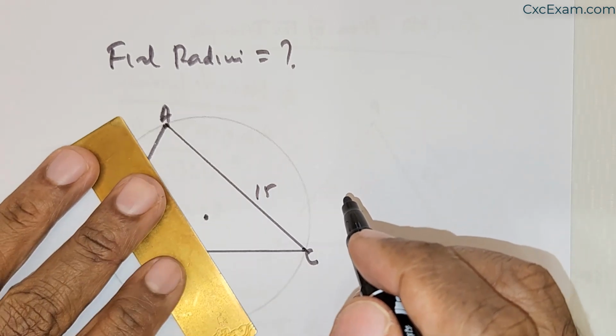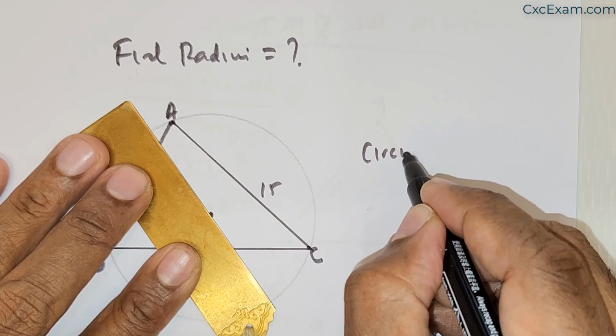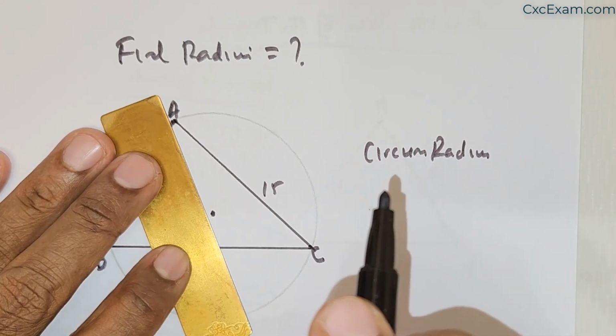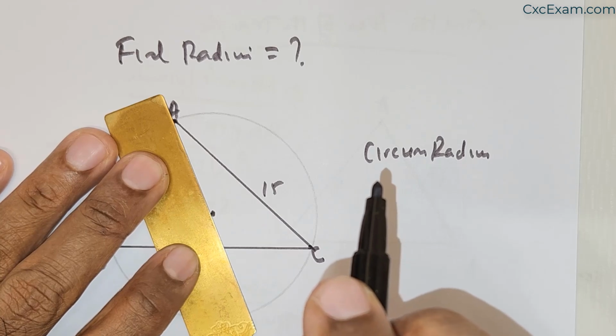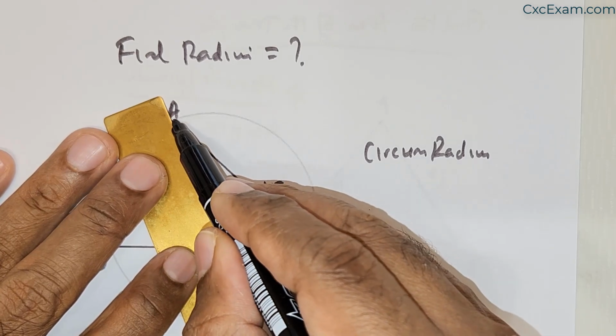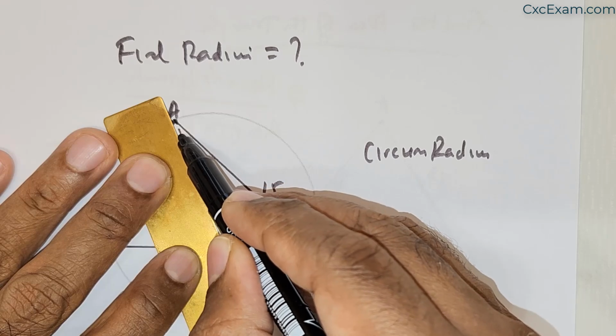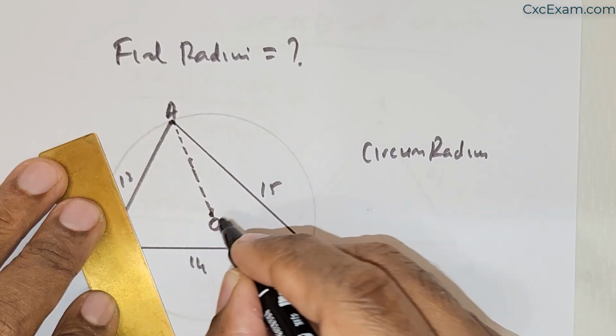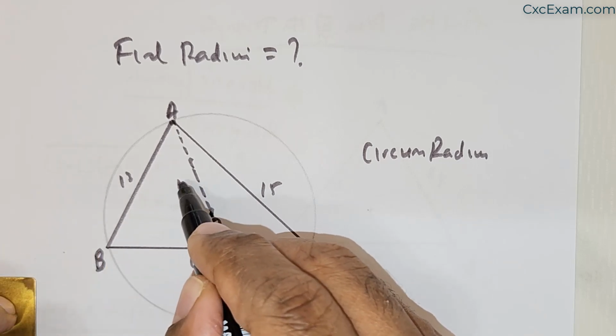So we want the circumradius. Okay, so this is the radius we are looking for. This point is O, so we need say R.